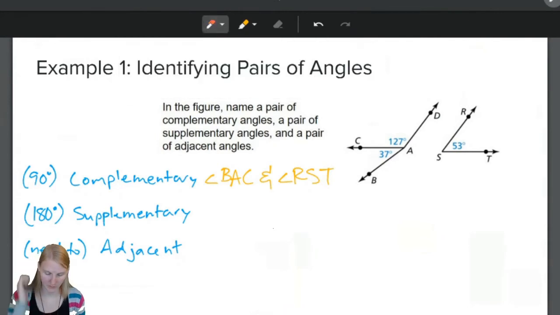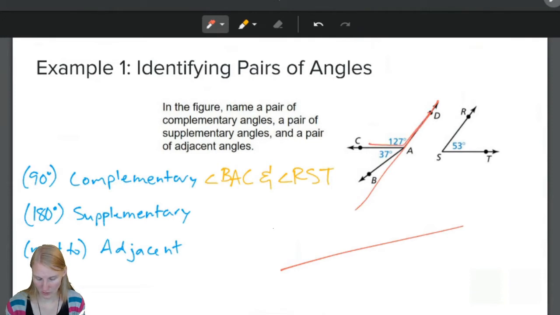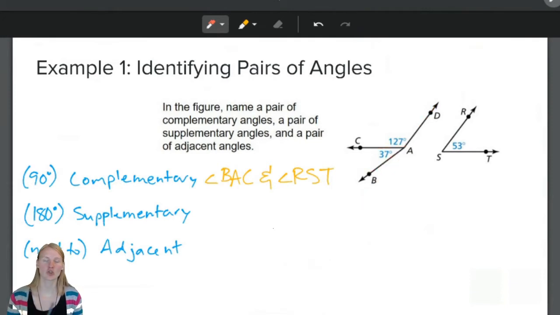Next, we want supplementary angles. I'll get a different color for this. Supplementary means they add up to 180. And a 180 degree angle looks like a straight line. These two angles don't make a straight line. Now I can check: 127 plus 37 is 164. So this is not supplementary, because they add up to 164, not 180. So 127 and 37 isn't going to work. But what about 127 plus 53?